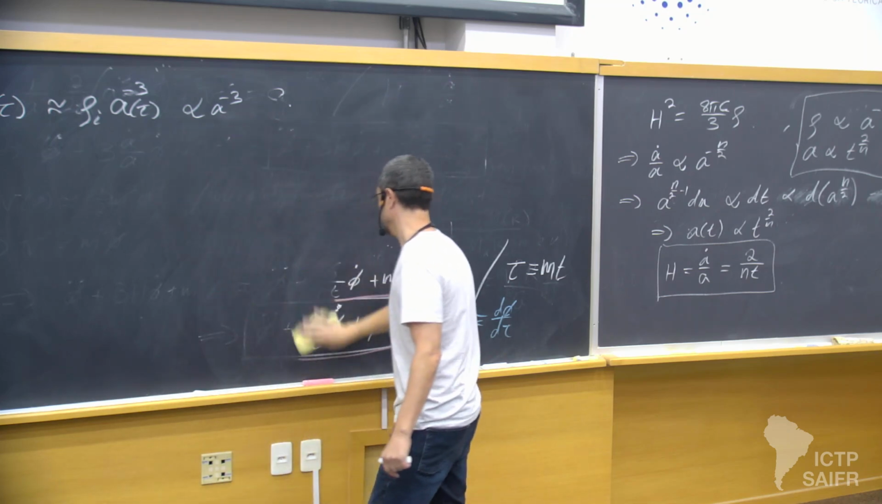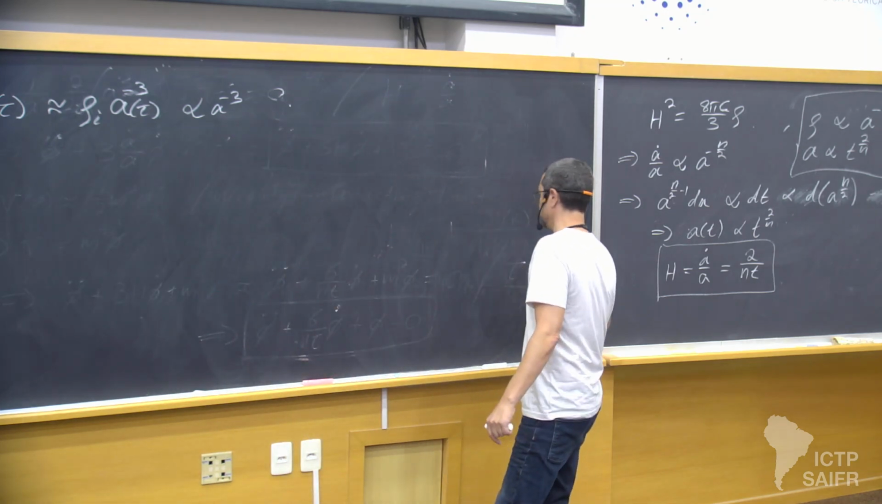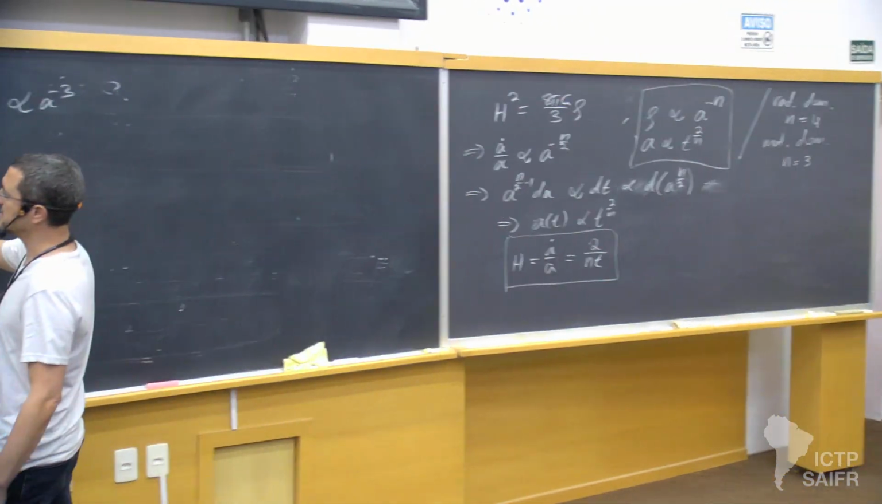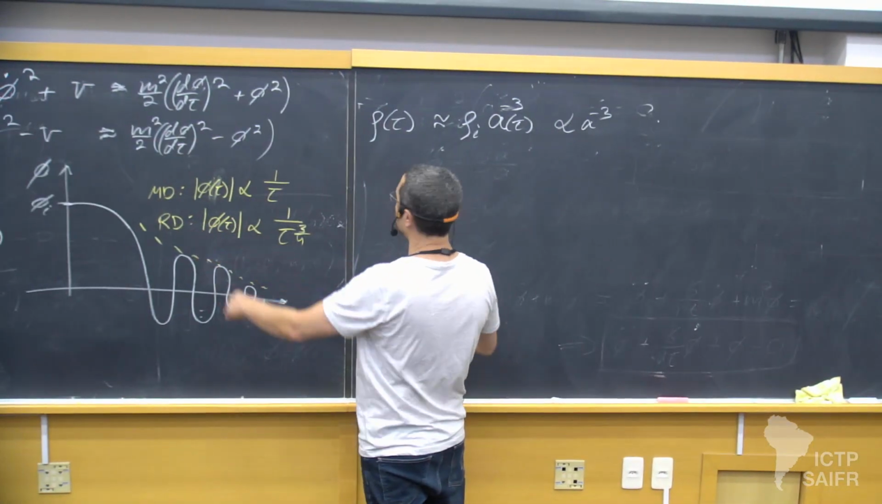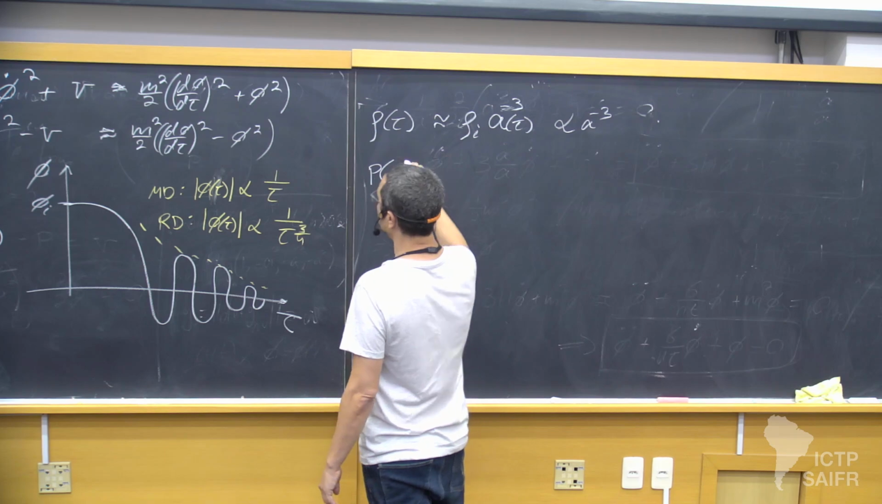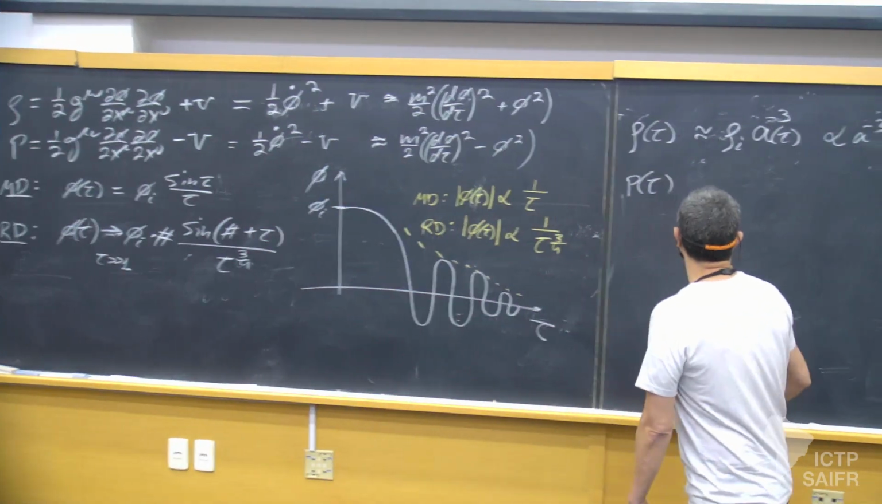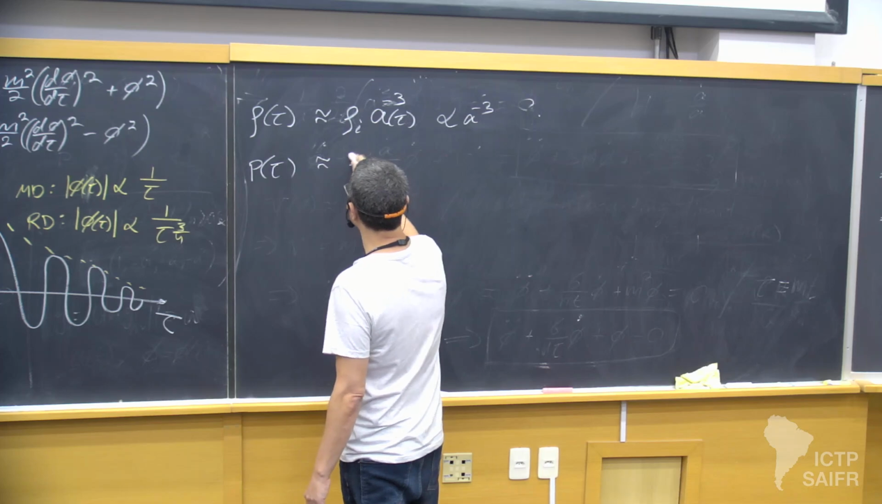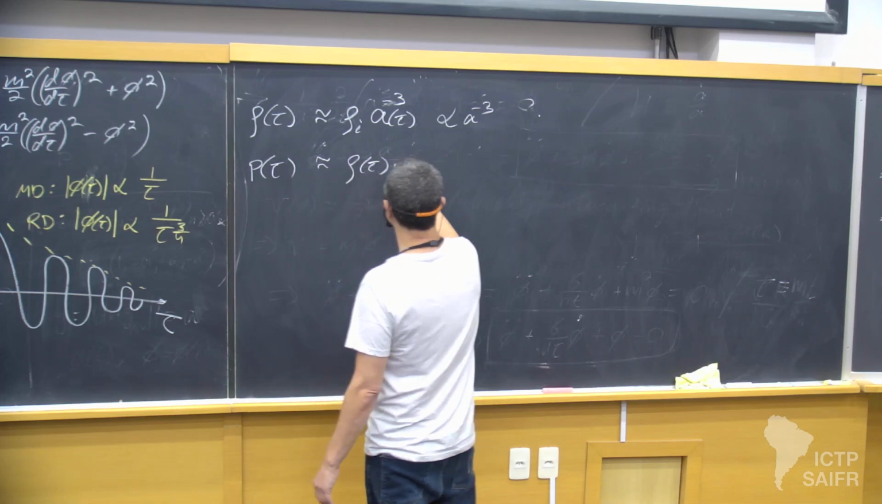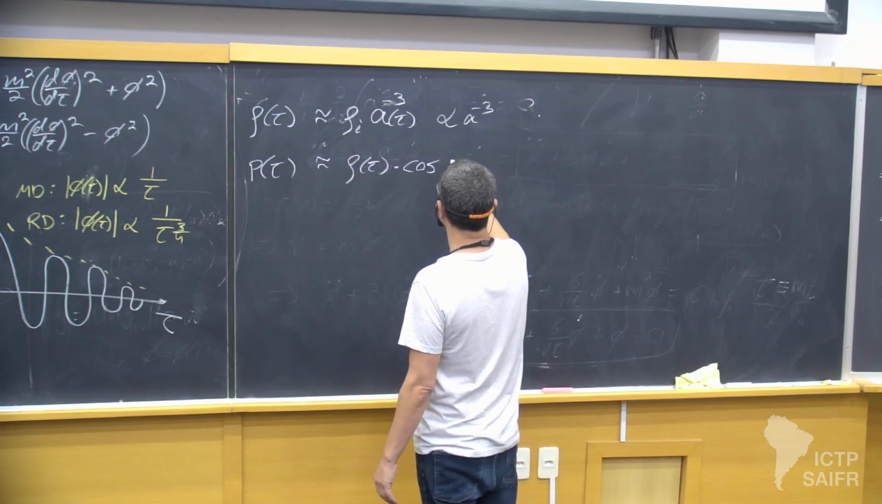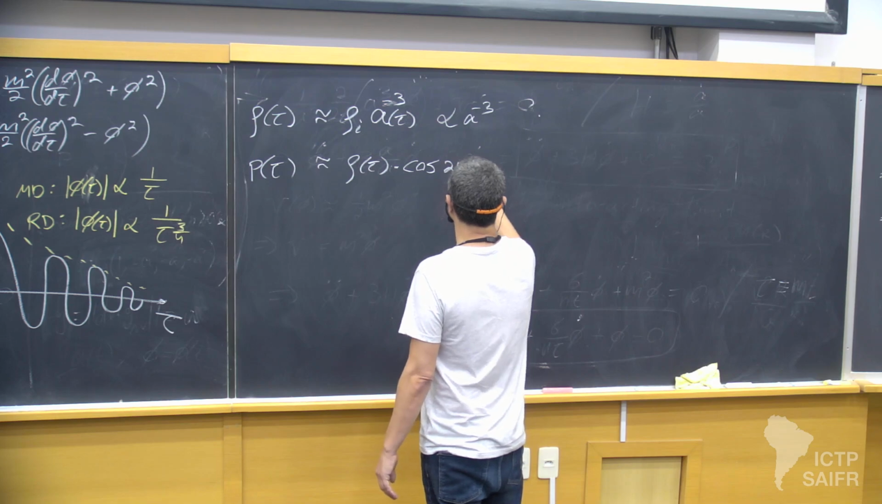I'll erase everything. This thing actually has a pressure. Again, you can compute explicitly for these solutions. So P of tau is just the same thing with a minus. It looks like rho of tau, but it multiplies cosine 2m tau.